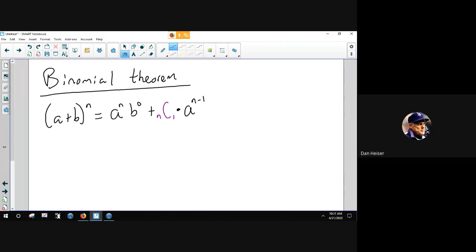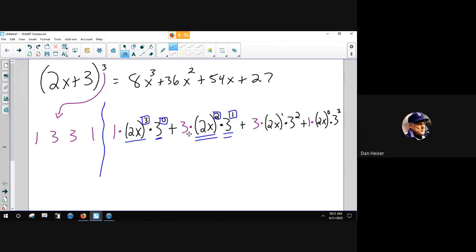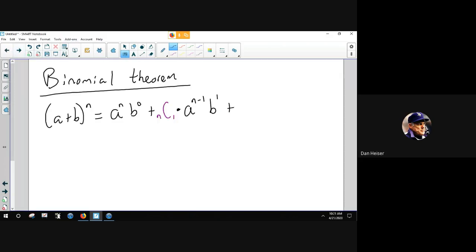A gets 1 less power. B gets 1 more power. And we saw that in our last example. 3C1. A in this example is 2x, and it got 1 less power. B is 3 in this example, and it got 1 more power. It started at 0, it went up to 1. 2x started at 3 powers, it went down to 2. As I said, this is not a nice formula to look at, but it's quite simple to use in practice.